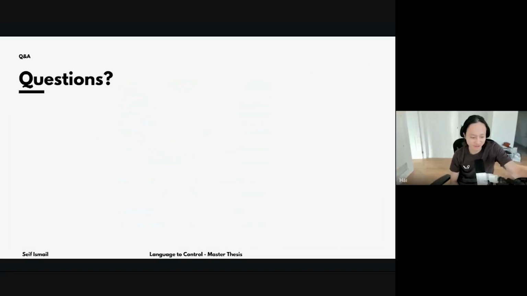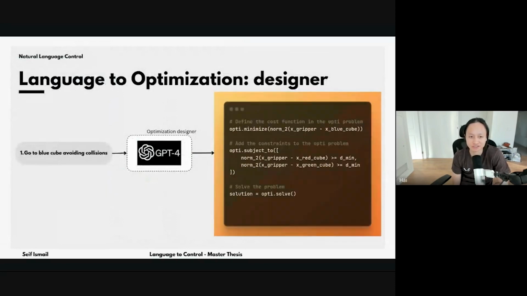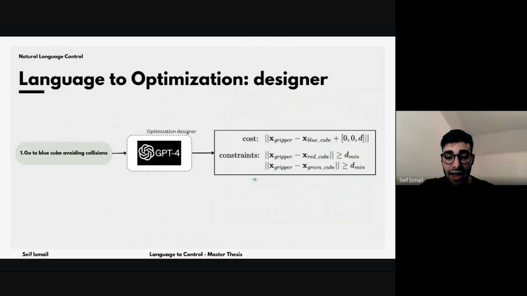This is super cool. I got a few questions. When you talk about constraints, can the task planner come up with those constraints, or does the user have to kind of bake that in before they request an action? Generally, you have to prompt the task planner to actually give constraints. So the task planner can give constraints. For example, when it says go to the blue cube and avoid collisions, this is generated by the task planner. Then this task is taken by the optimization designer and it formulates this constraint. So if you prompt the task planner properly, you can have constraints baked in.